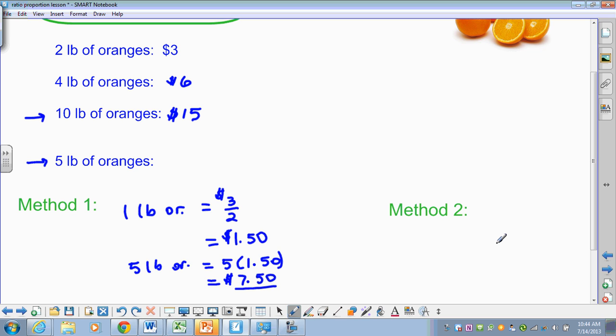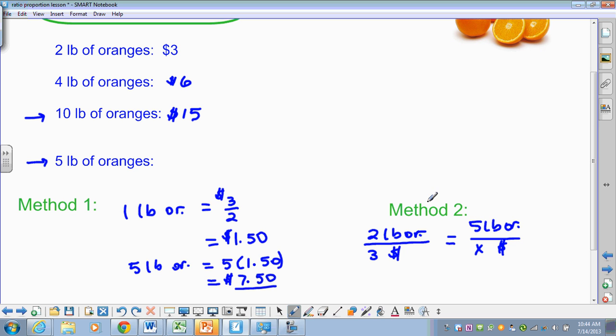Okay, method number two, this is the most commonly taught method in your math classes. We can actually set up some equations, some proportions. So what we know is that 2 pounds of oranges costs $3, so the ratio of 2 pounds of oranges to $3 must be the same as the ratio of, right now we want the price of 5 pounds of oranges. We don't know the price, so let's just call that x dollars.